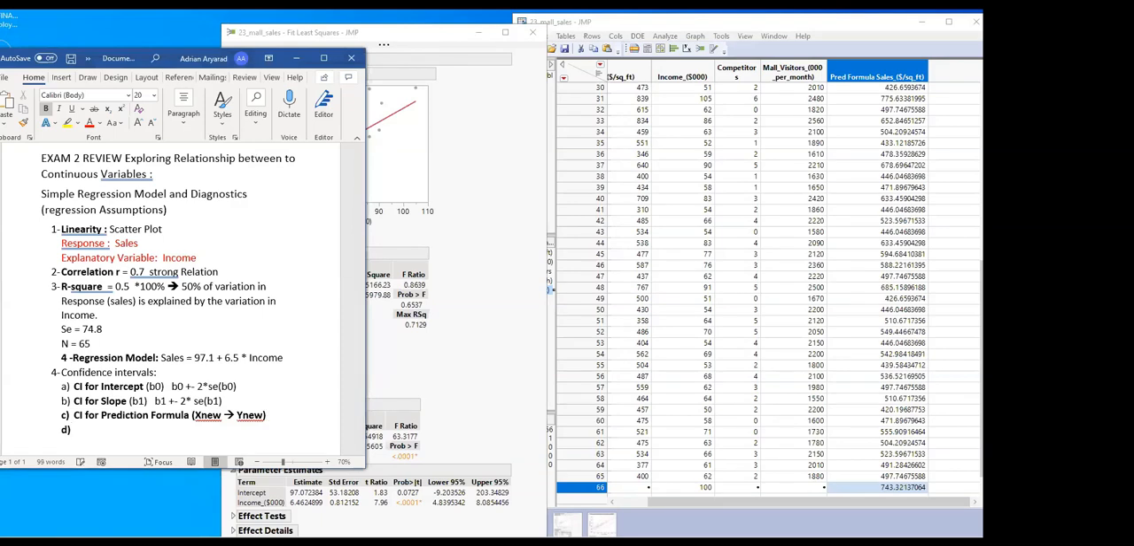Let me write it here really quick. So that would be prediction formula value plus or minus 2 times the standard error. Not the standard error of B0, not the standard error of B1, the standard error of the model, okay? And we say where SE is the standard error of the model, okay? Not for B0 and not for B1, just plus minus 2 times of that.